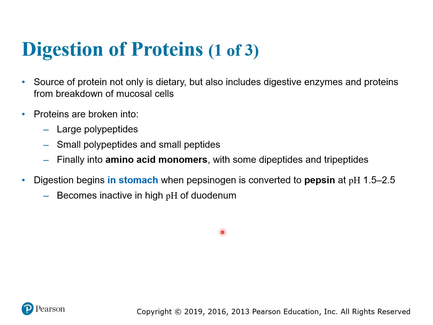So pepsinogen is converted to pepsin at a pH of 1.5 to 2.5, which is a very low pH present in the stomach, and it becomes inactive in the high pH of the duodenum. In the small intestine, the pH is alkaline, it is not this acidic. So this pepsin becomes inactive in the duodenum. Now we are in the stomach, and the digestion of protein has started with the pepsin.